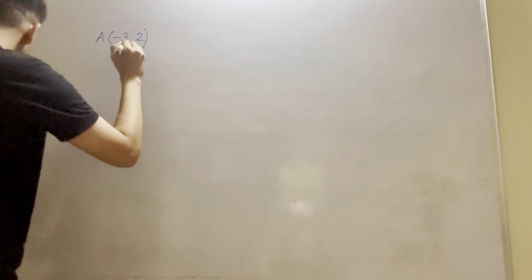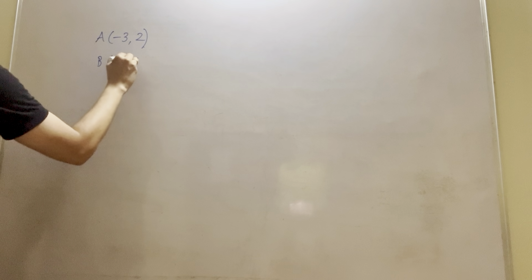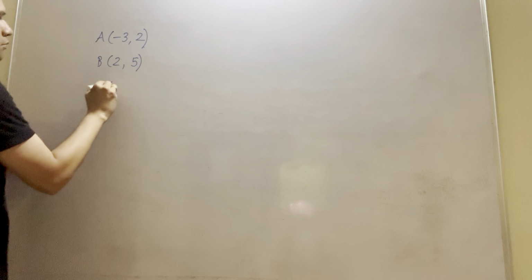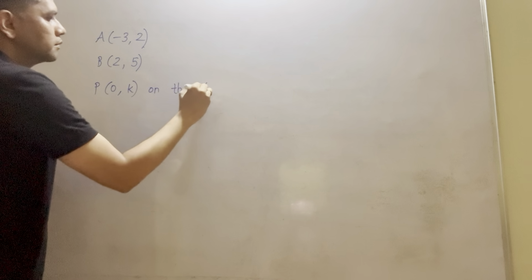Now, the next one is here. Just give me a moment. Yeah. There are 2 points, A (minus 3, 2), and the second point is B (2, 5). Okay, there is a point P (0, K) on the y-axis.